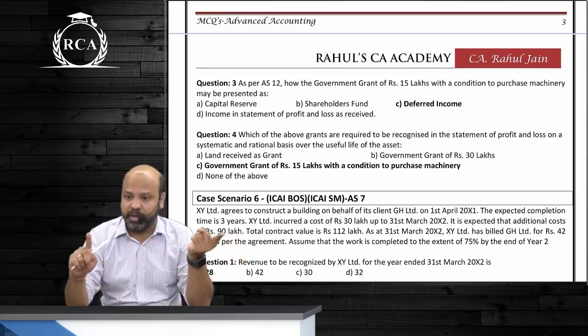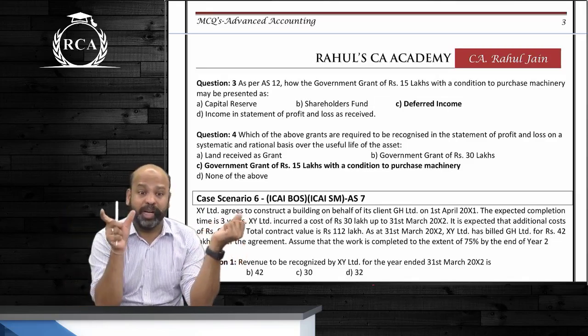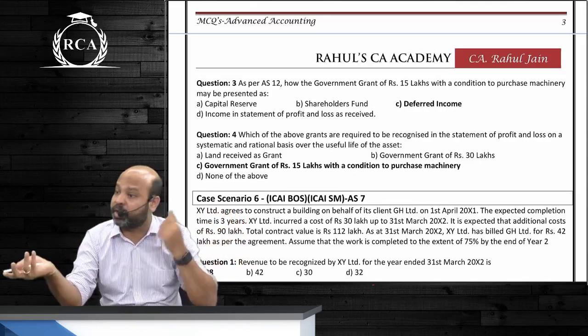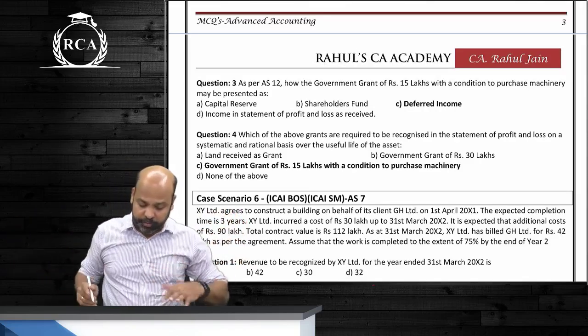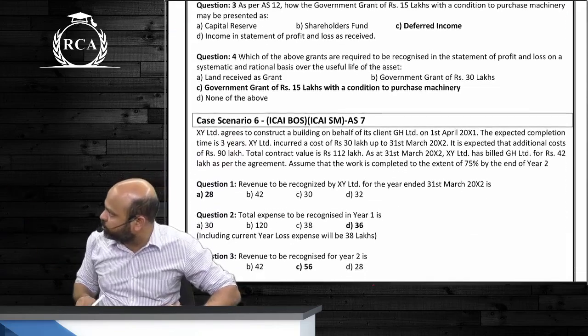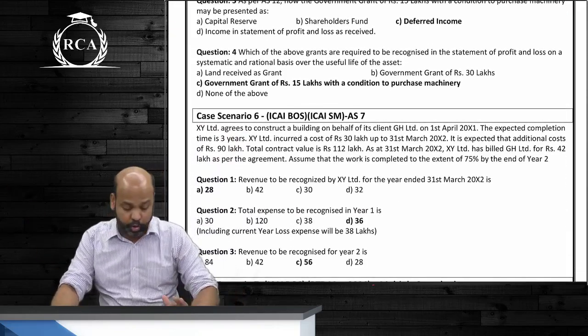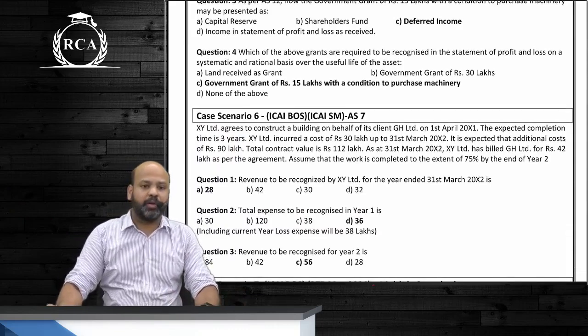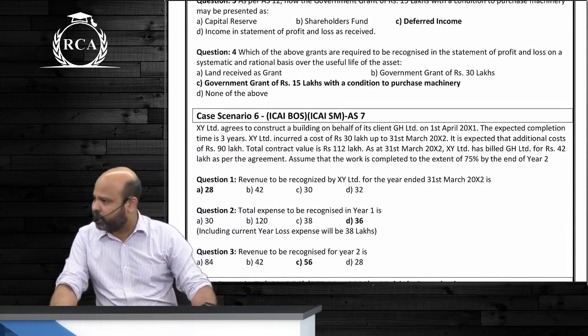The third one, beta, is deferred government grant. In case you continue that balance in deferred government grant, how are you going to amortize it? In the ratio of depreciation. So the answer, beta, is option C. Government grant of 15 lakhs with the condition to purchase machinery. Any doubt in this, kids? Is everyone understanding, beta?